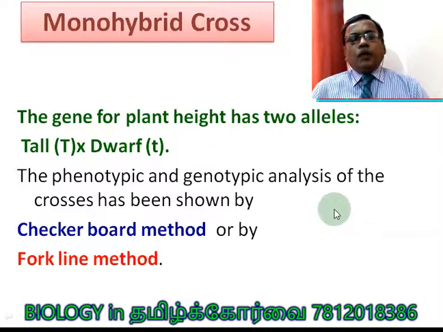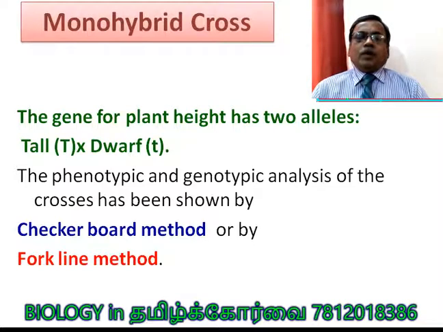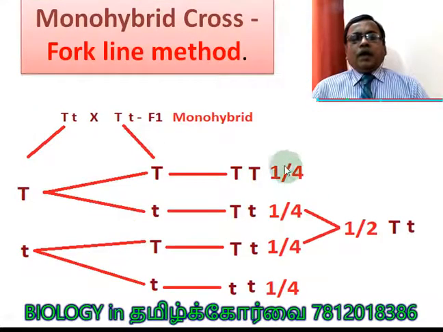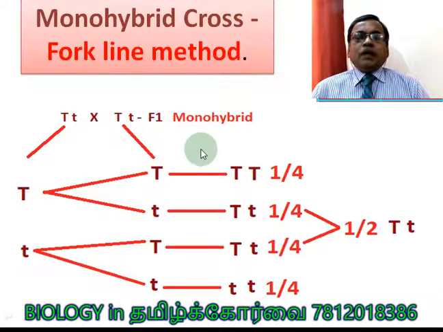The gene for plant height has 2 alleles, tall capital T, dwarf small t. The phenotypic and genotypic analysis of the crosses can be shown by the checkerboard method or by the fork-line method. Either the checkerboard method, the Punnett square which we have already learnt, or the fork-line method. Here I brought it for your understanding, what is the fork-line method. This can be asked in NEET, but not in the board examination, because the fork-line method is not given in the state board 12th standard books. In CBSE this may be given and you may be asked what type of method it is. This is the fork-line method.